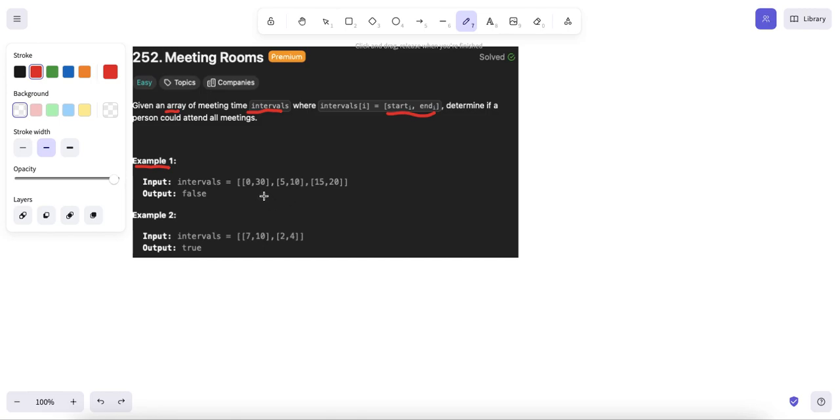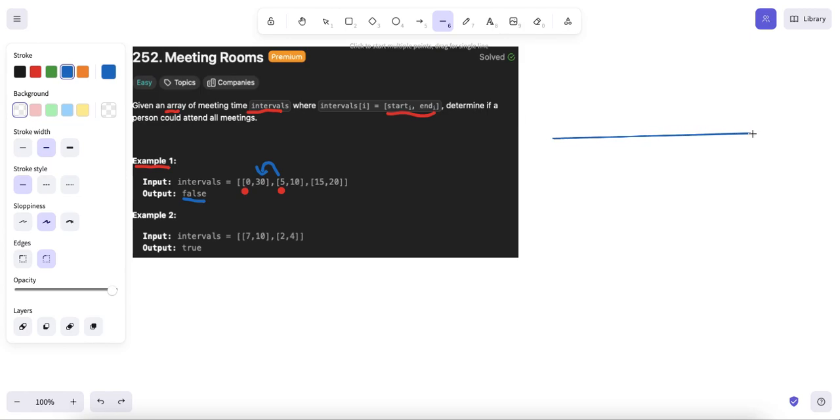So as we can see, this second meeting starts after the first meeting. It starts at time 5, whereas the first meeting starts at time 0. However, the meeting starts before the prior meeting ends. And so if both of these meetings are going on at the same time, the individual cannot attend both meetings, because while he is in the first meeting, the second one begins. And so we must return false, because we have conflicting meetings where the intervals overlap.